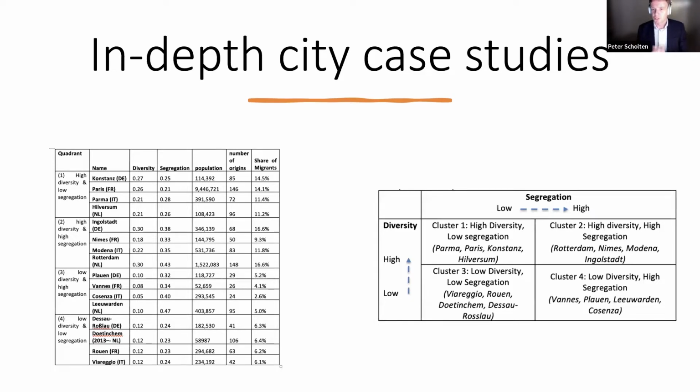For the 4 clusters: cluster 1, cities with high diversity and low segregation; cities with high diversity and high segregation, including my own city, Rotterdam; cities with low diversity and low segregation; and cities with low diversity and high segregation. So we took 4 cities from each, and then really embarked on a mission to understand why these cities may be in those clusters. How can we really understand that? Is that just a coincidence, or is there a pattern? And a pattern that goes beyond the old idea of national models, and also beyond the size of the cities.